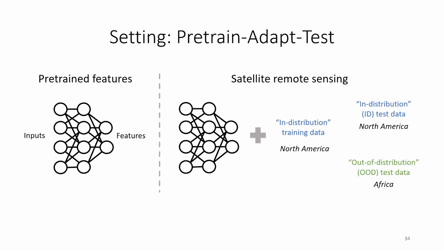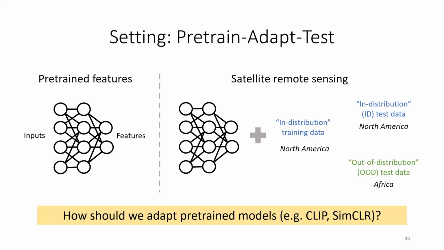Note that the OOD data is not used for fine-tuning the model. It's not used for selecting the model, but it's just a sanity check. Is your model robust to changes? And so one question is, how should we adapt these pre-trained models if we care both about doing well in distribution, but also about building robust models?